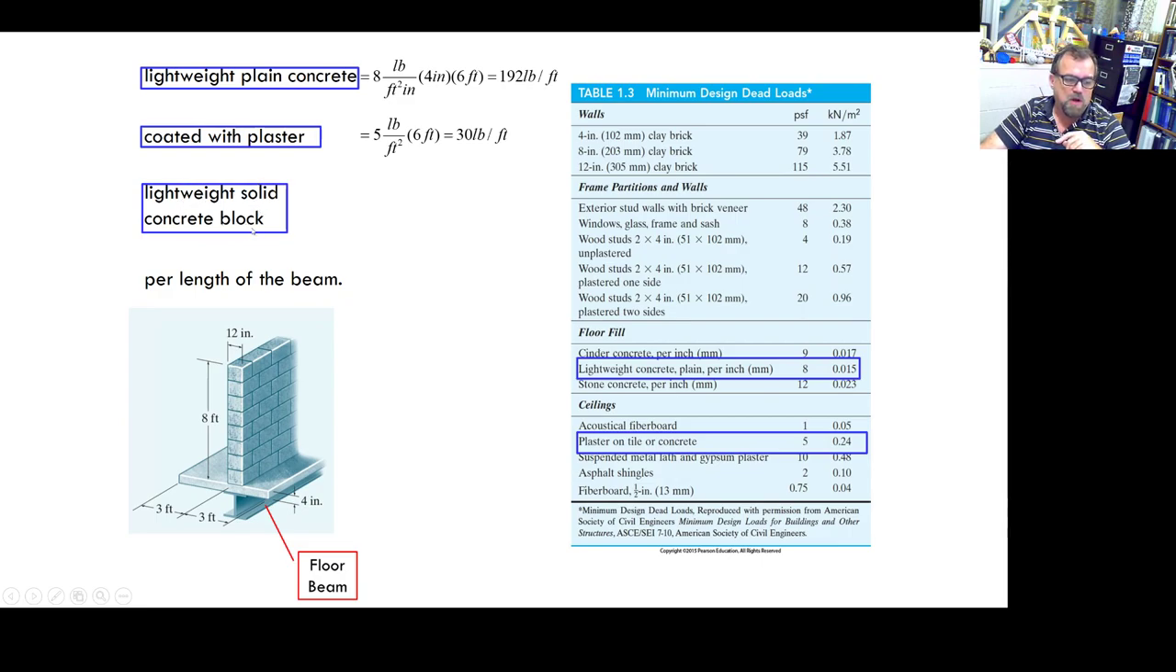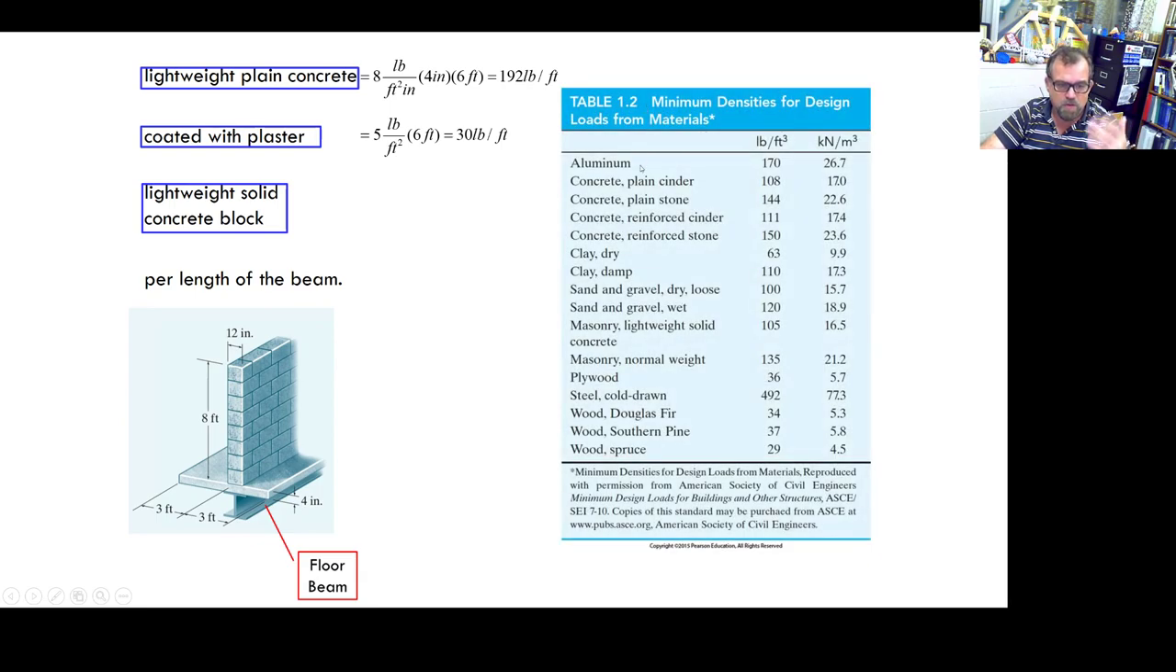Second, lightweight solid concrete block. Okay, I don't have anything here, right? But in the other table, or other tables, we have a masonry lightweight solid concrete. Okay, this says here pounds per cubic feet. Now we have to convert that into linear once again. Now I have 12 inches here, which means 1 foot, and then I have 8 feet here. So if I multiply that by 1 foot and by 8 feet, I should get it in linear foot. This 1 foot is this 12 inches here.